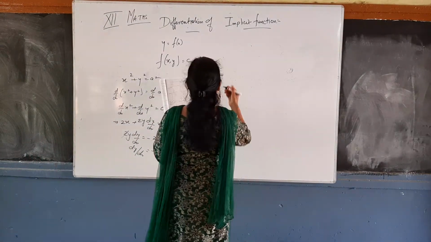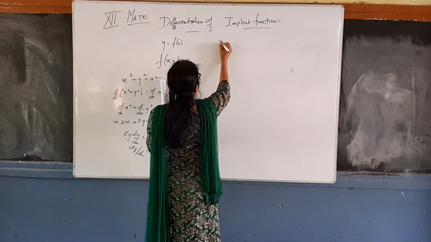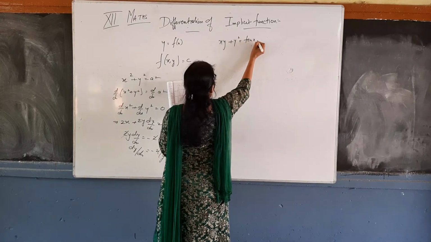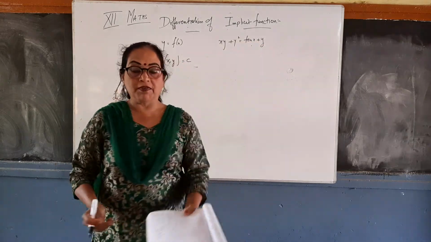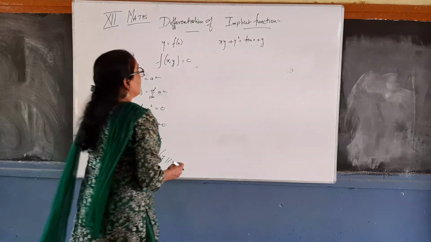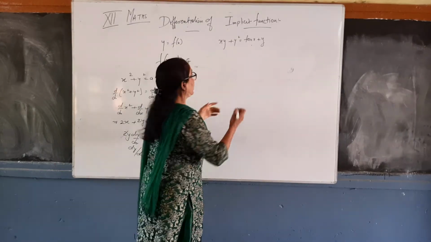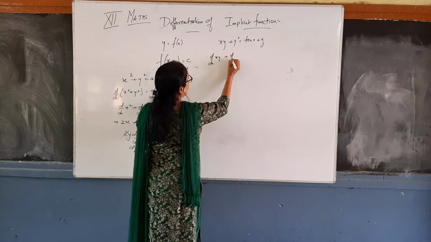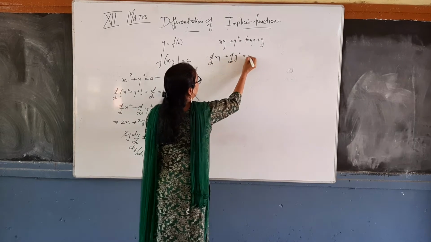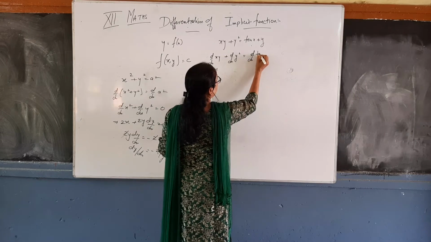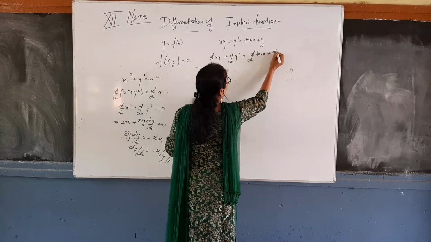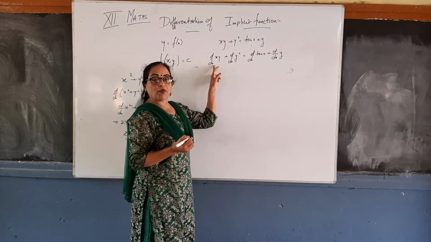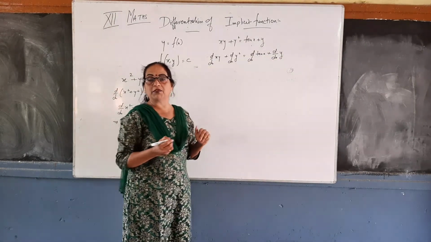If it is given xy plus y square equal to 10x plus y, again we have to differentiate, that is d by dx of xy plus d by dx of y square equal to d by dx of 10x plus d by dx of y. Now differentiate. See here, it is a product of two functions. x and y are the two functions.